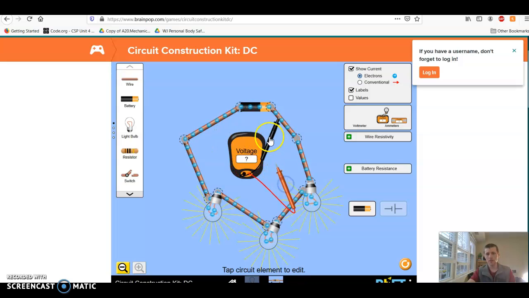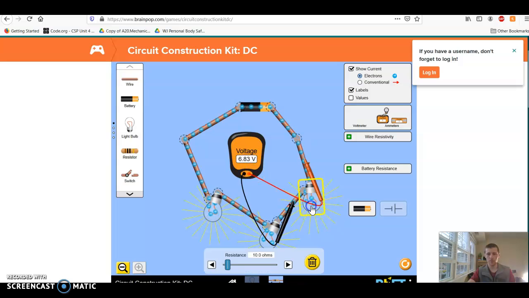All right, so let's look at how the voltage is distributed. If we measure the voltage across this first light bulb, let's just make it positive here by switching these, it is 6.83. Now, something interesting you can do is if you change the resistance, you'll see the voltage drop also increases, and you'll see the other two light bulbs become dimmer.